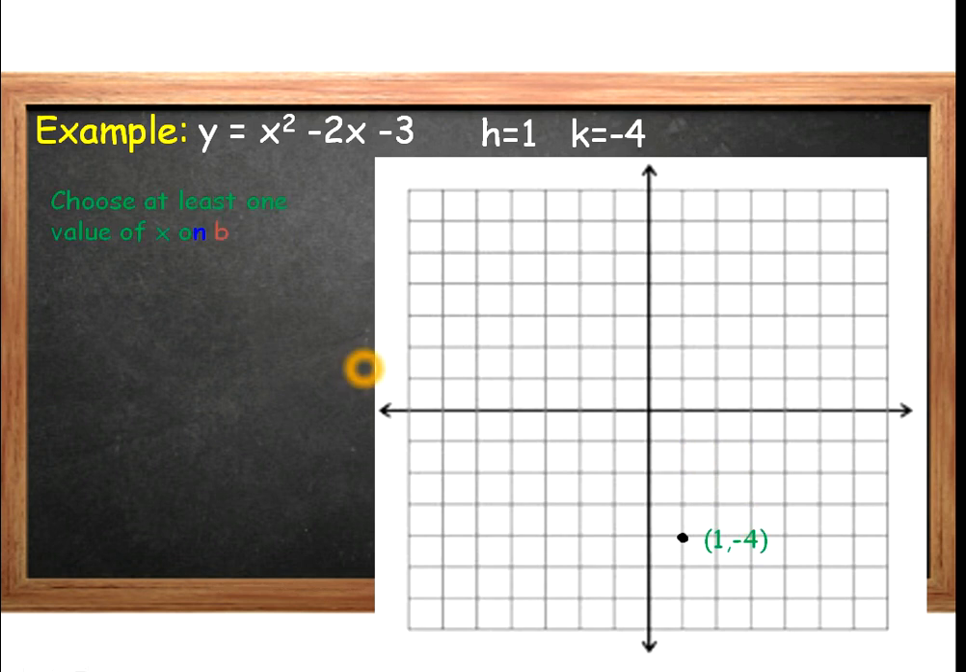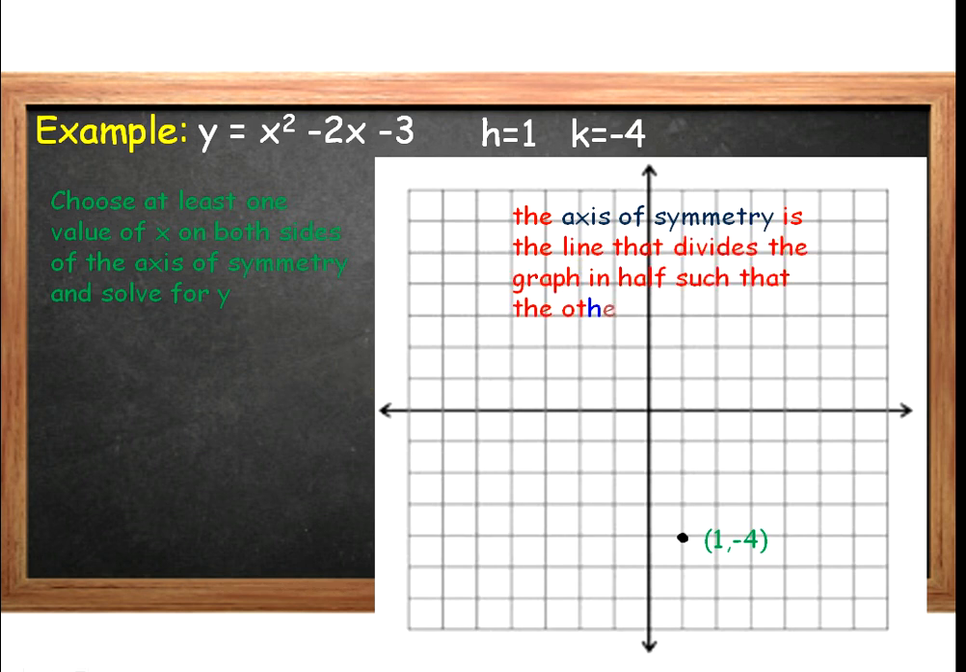Then we have to choose at least one value of x on both sides of the axis of symmetry and solve for y. The axis of symmetry is the line that divides the graph in half, such that one half is the reflection of the other. In this case, this is the line of symmetry. Now we have to pick one value of x from the right of the axis of symmetry, that is x is equal to 2, and one value from the left of the axis of symmetry, that is x is equal to 0.